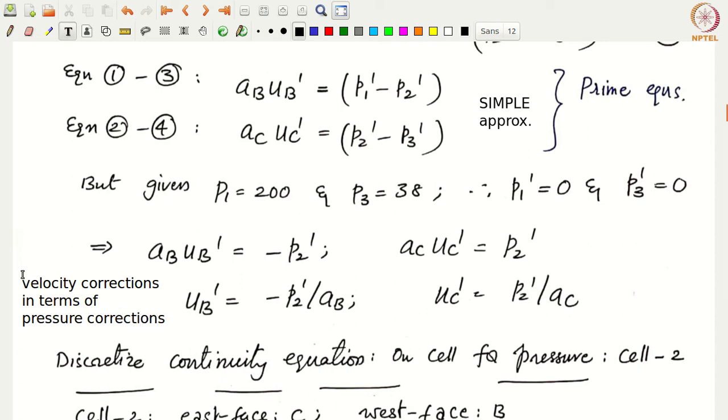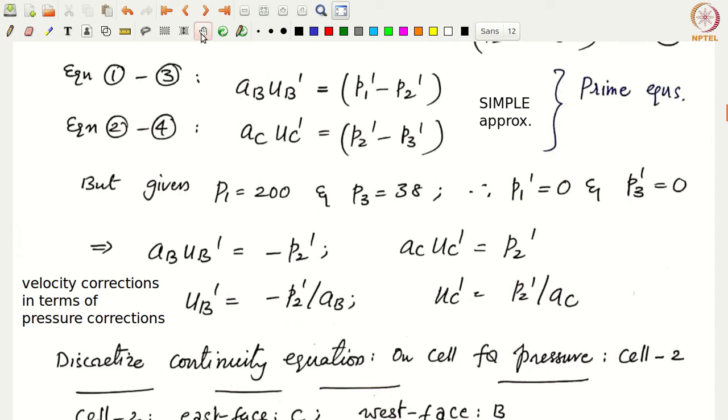Essentially, we just have only 3 cells, 2 velocity cells, B and C, and 1 pressure cell, that is P2. We just have to calculate the converged values for UB, UC and P2. Okay. All right. Now we are done with essentially discretizing the momentum equations. So we will go and look at discretizing the continuity equation on the primary cell, on the cell for pressure, that is basically cell 2.